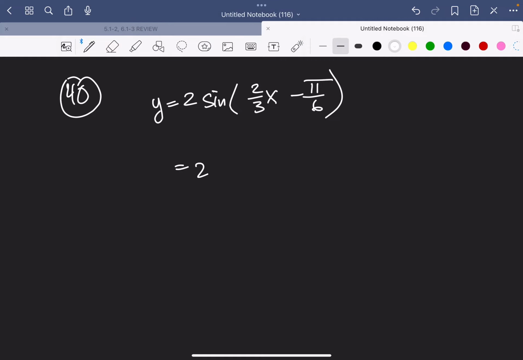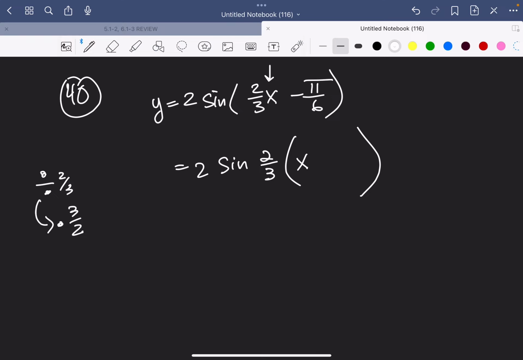Well, the first thing I'm going to do is factor out that 2/3. Dividing by 2/3 is the same as multiplying by 3/2. So I'm going to take this term and multiply by 3/2, I get x. I take this term and multiply by 3/2, I get negative 3 pi. So if I take pi over 6 and multiply by 3/2, you get 3 pi over 12, which is pi over 4.